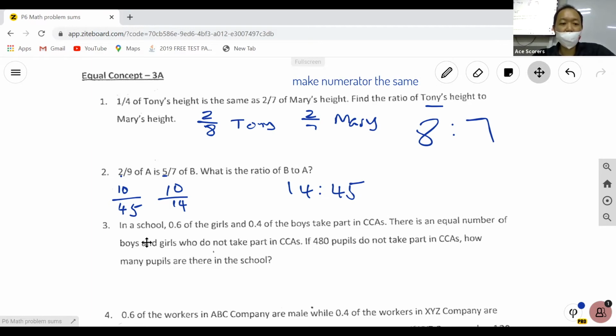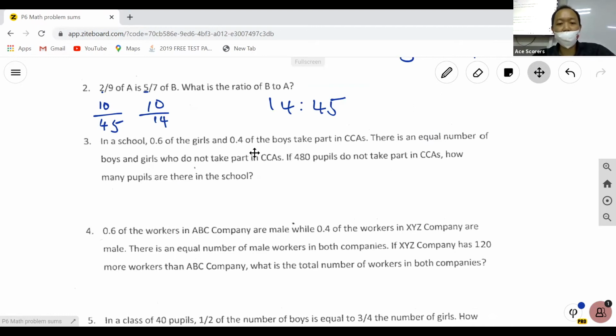Okay, you can look at the next one. Why don't you try the next one? In the school, 0.6 of the girls and 0.4 of the boys take part. So if 480, how many people are there? Okay, give this a try. Let's look at this question, right?